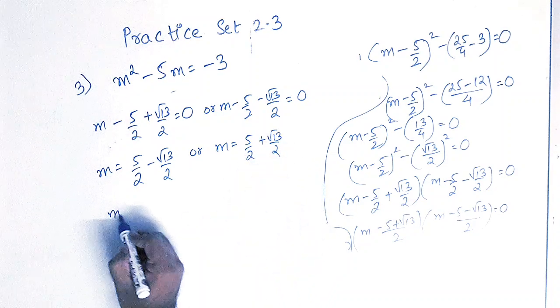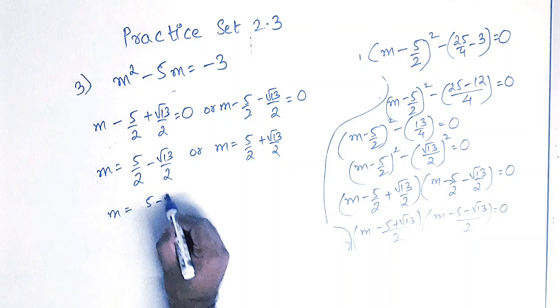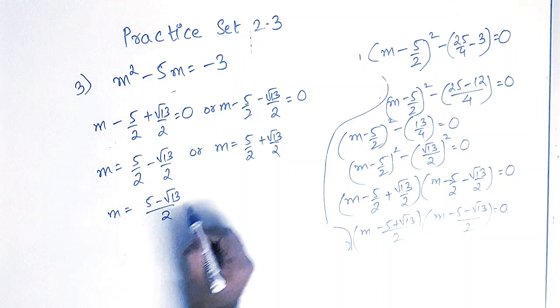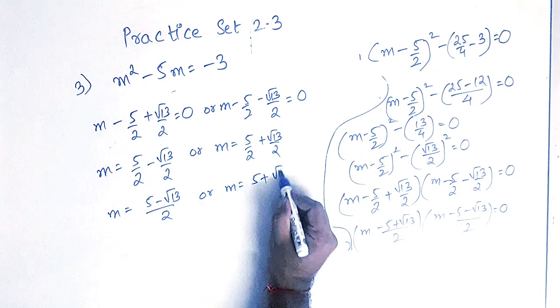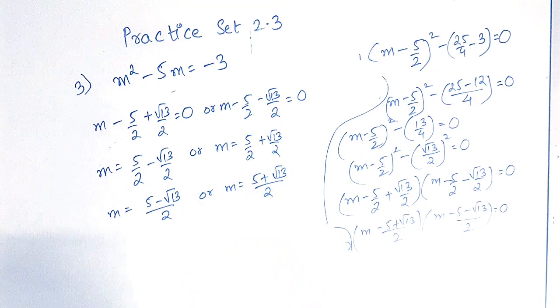Now we can take the common denominator, m equals 5 minus root 13 by 2, or m equals 5 plus root 13 upon 2, okay. So this is what we have got, the roots of the quadratic equation. Final answer you can write, okay. Let us move on to the fourth one.